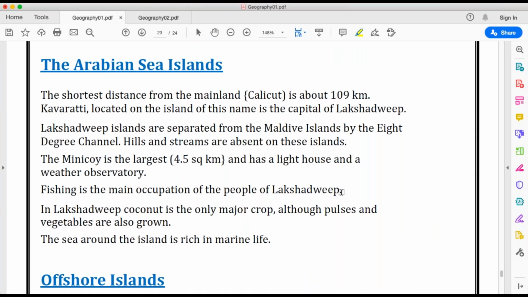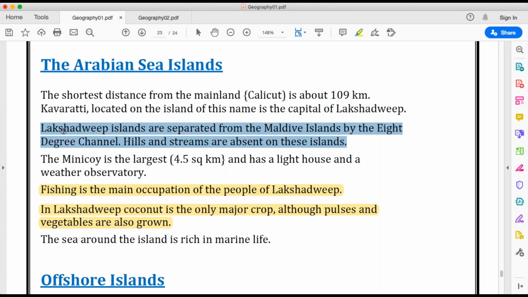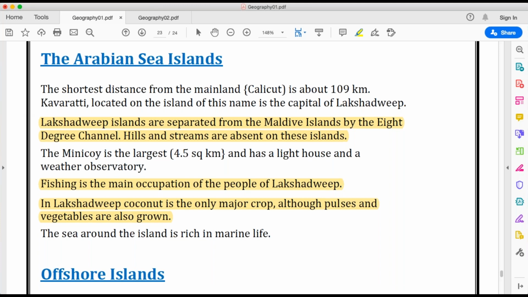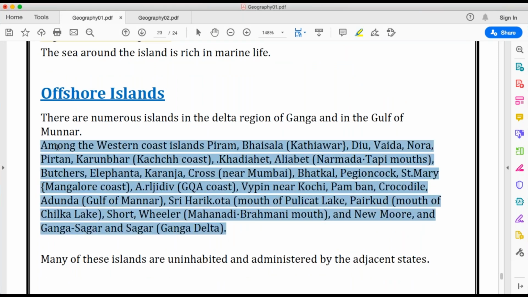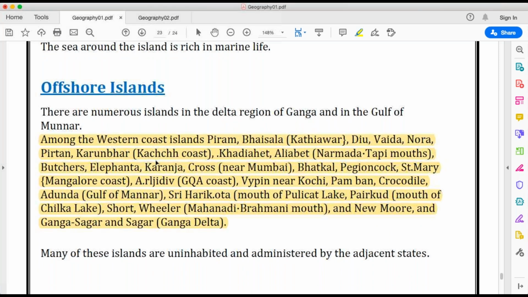Same when I talk about Arabian Sea islands, you should be able to tell me what the main occupation is and the major crops. And you should be able to tell me how Lakshadweep is separated from the Maldive islands, and what the name of the channel is. The 8-degree channel is what you should remember. Rest other things you could skip. You should remember the names of the islands which fall under the western coast.